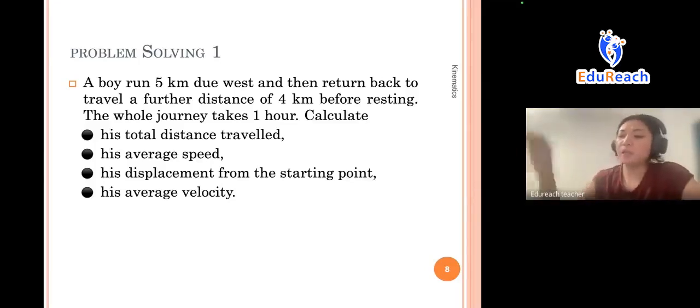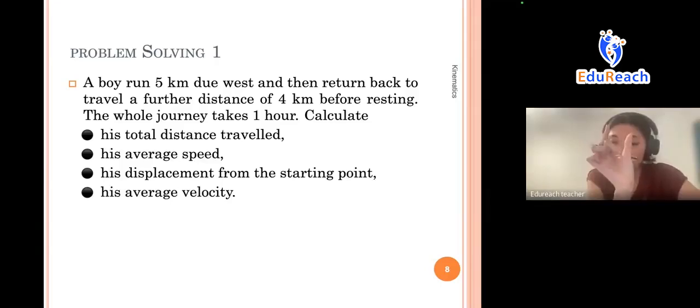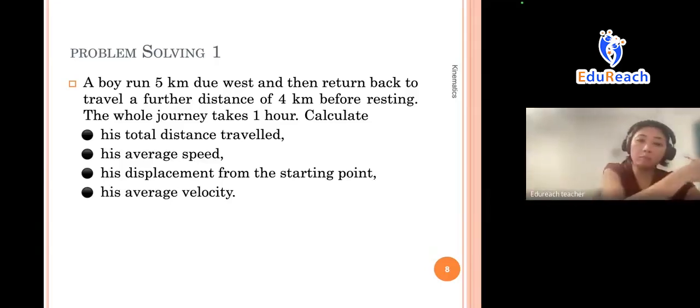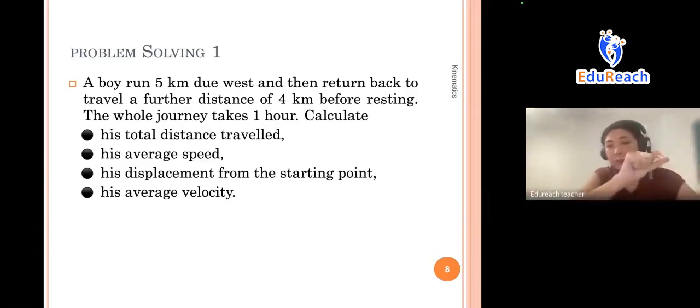But you can imagine, right? Where he starts and where he ends, there's going to be a tiny 1 kilometer between them. Just imagine 5 km west and then he U-turned 4 km. He didn't go back to the starting position. There is 1 kilometer between where he starts and where he ends. That is actually his displacement from the starting point: 1 km due west.